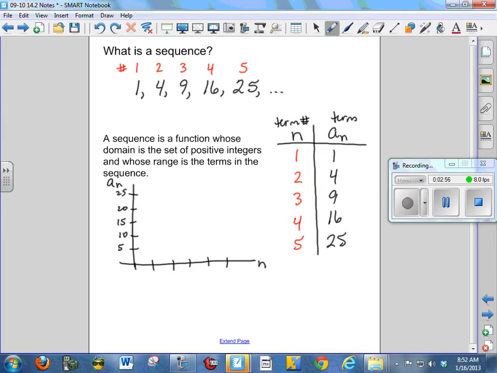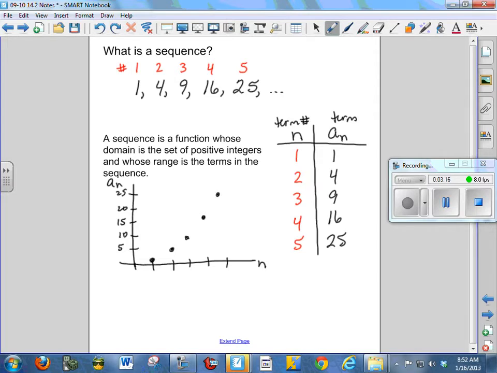So term number 1 is 1, so it's kind of down here. Term number 2 is 4. Term number 3 is 9. Term number 4 is 16, and term number 5 is 25.